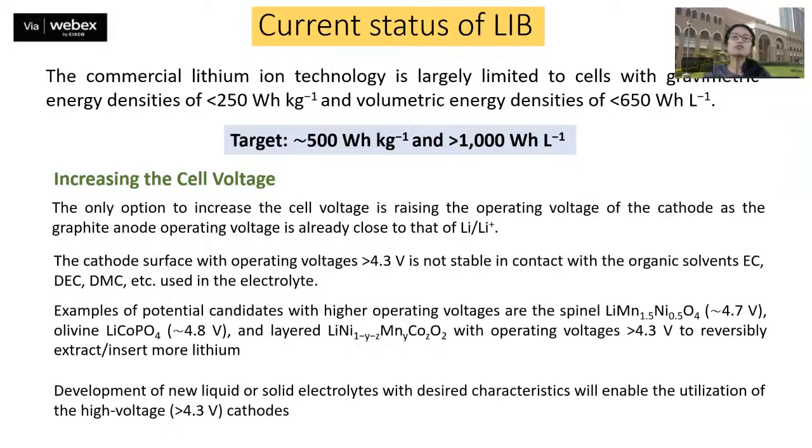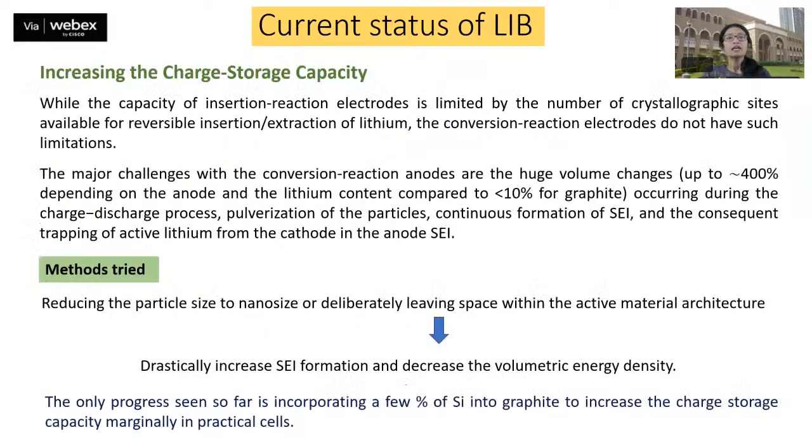So currently, you have to look for new liquid or solid electrolytes with desired characteristics, which will enable the utilization of these high voltage cathodes. So that is one of the ways in which you can actually improve the energy density of LIBs. Then, of course, you can also increase the charge storage capacity. How can you increase that?